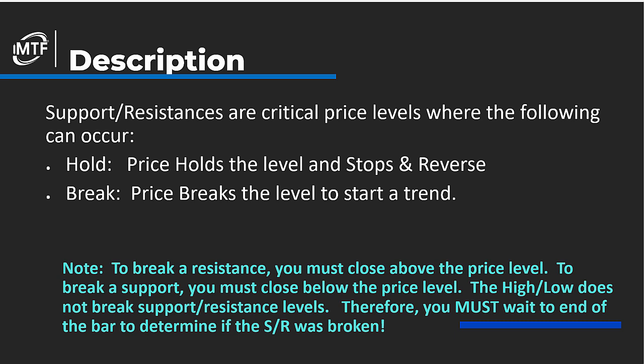Now, let's talk about what break means. To break a resistance, you must close above the price level. To break a support, you must close below the price level. The highs and lows are not counted to break support resistance levels. Therefore, you must wait to the end of the bar to determine if the support resistance level was broken. The key is you have to close on the opposite side to break it. You cannot use the highs and lows of the bar. You have to use the closing price.